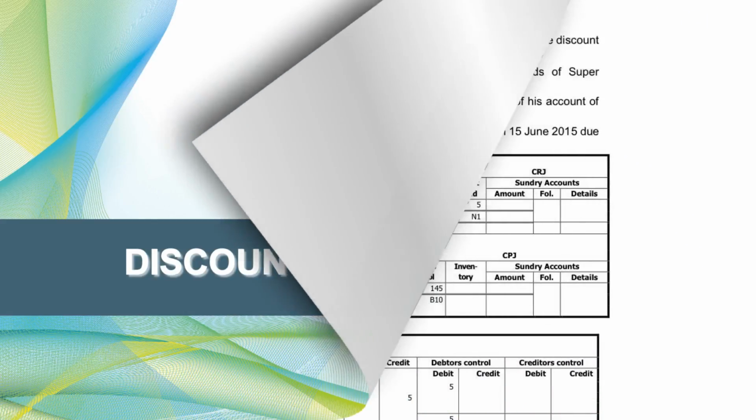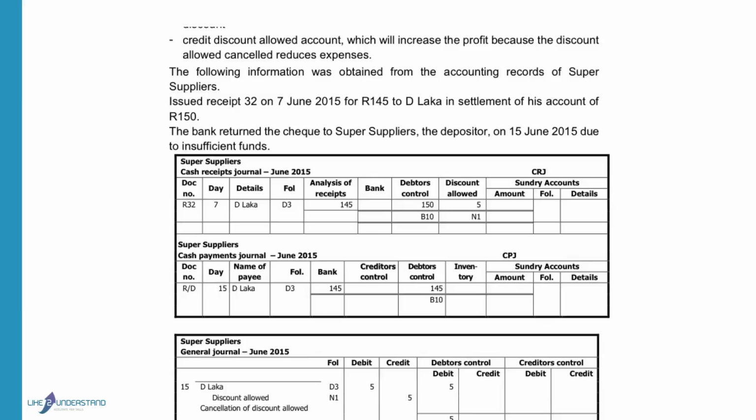Good morning. We will pay attention to cancellation of discount allowed when a check was dishonored. So when we receive a check from a debtor, we will record it in the cash receipts journal, and we will show that D. Larker gave us a check. The amount on the check was R145, the discount was R5, and we want to reduce the debtor with the total amount, so we will add the 145 and 5 together to indicate that the debtors control decreases with R150.